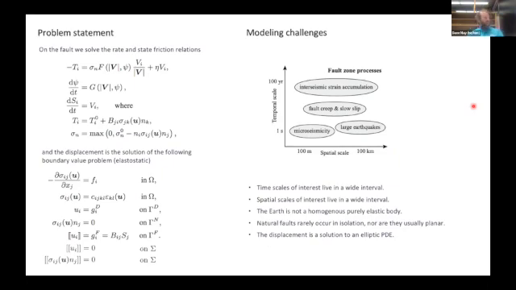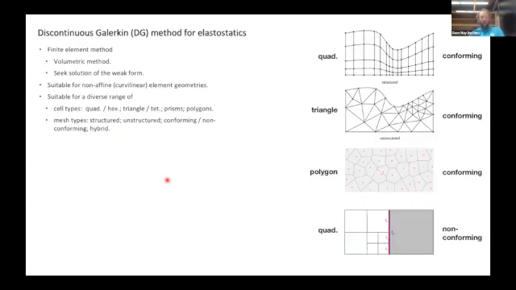So non-constant material properties off the fault are something we're interested in. As we saw in the structural complexity talks yesterday, natural faults rarely occur in isolation, and they're usually not planar. So you have networks of faults, not independent planar faults. And the displacement field is actually a solution to an elliptic PDE here. That's generally considered a somewhat more challenging problem to solve than, say, a pure hyperbolic problem. So it's elliptic. Okay, so DG methods, discontinuous Galerkin methods for elastostatics.